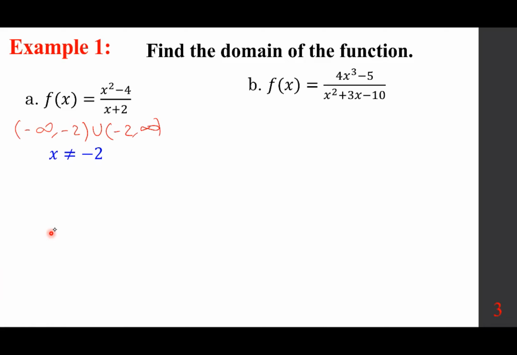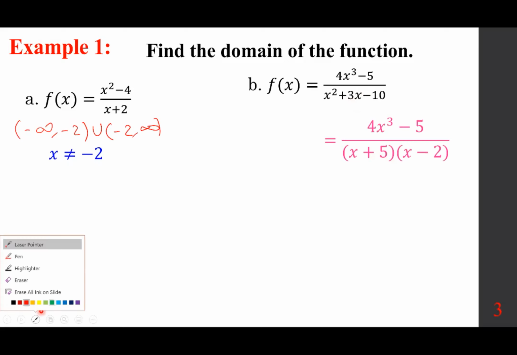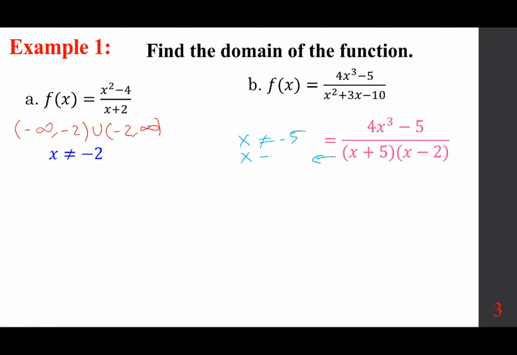What about this one? You factor the denominator. You want two numbers, the product is -10, the sum is +3. That would be 5 and -2. Therefore, x can't be -5. X can't be +2. And in an interval format, here's how we write it: -∞ to -5, union -5 to 2, union 2 to infinity.